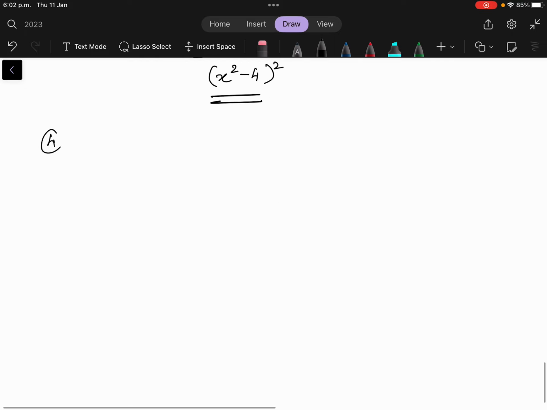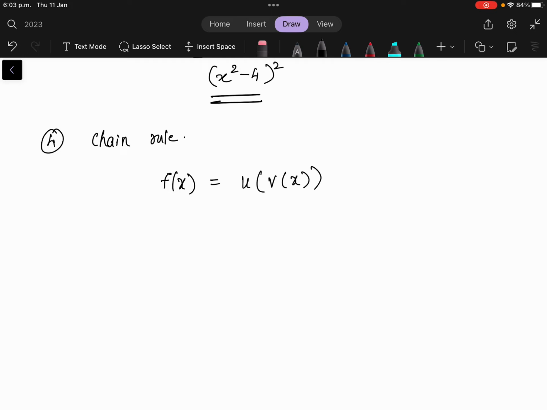Now the fourth one, what we have is the chain rule. The chain rule applies where we have a normal expression, and on top of that you have some other operation, like maybe squaring or square root or something like that. So it is like a function inside a function. It can be something like u of v of x. The format is u of v of x, which means there's a function, and inside that there's a function, which both are dependent on x.